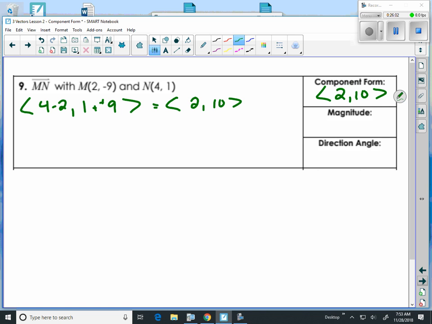Now, what I would get in the habit of doing is looking at that and saying, which quadrant am I in? It's going to help you down the road. So look at it. Which quadrant are we in when we look at our component form? Plus plus. Right here, quadrant 1. So that's Q1. That's going to help us down the road. Now we're going to find our magnitude.